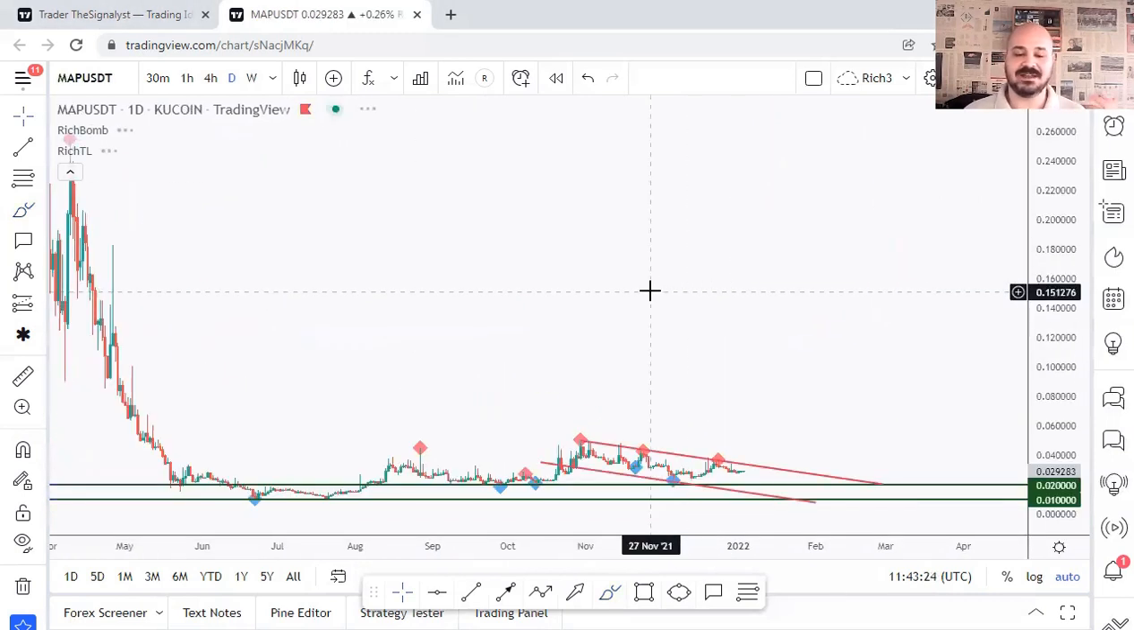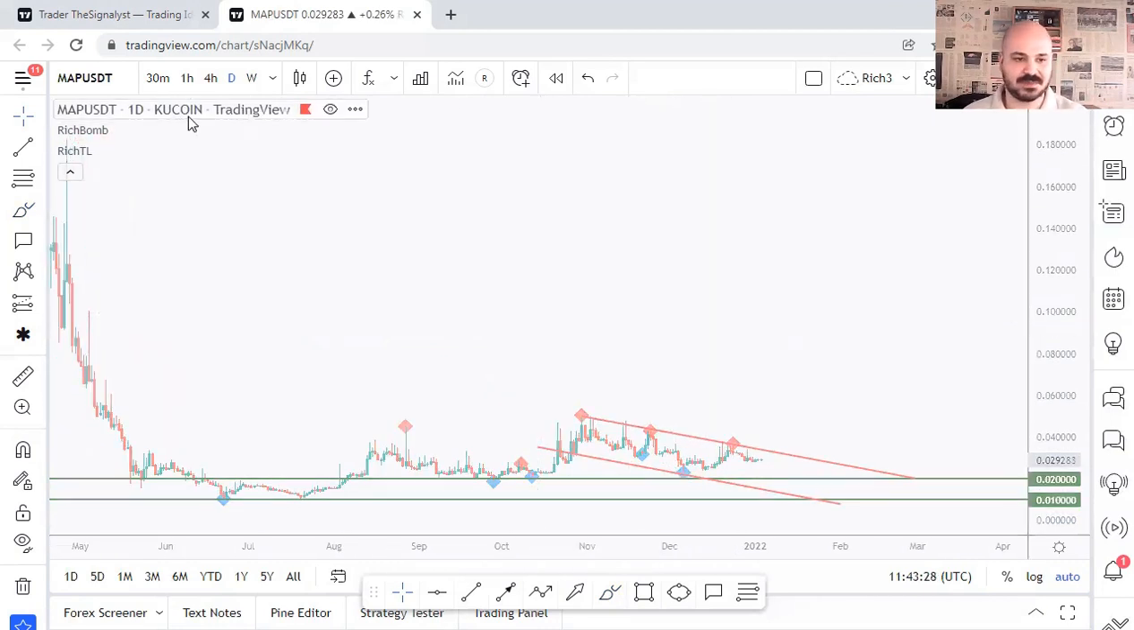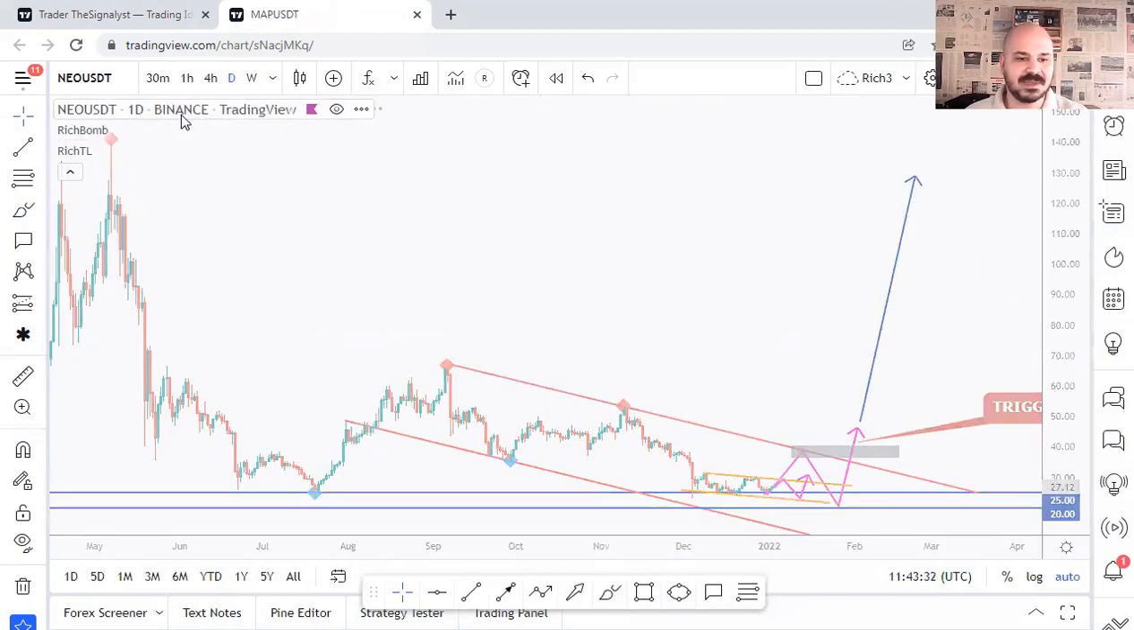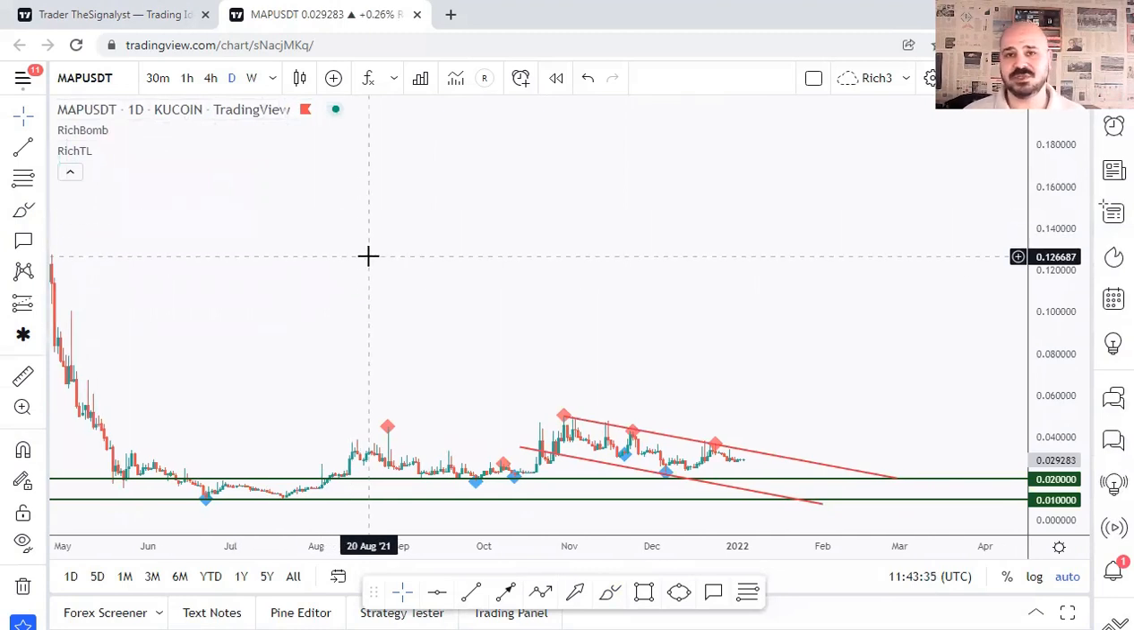If we move forward, we have MAP. And as you notice, this one isn't on Binance. For example, you can go for Neo, Binance, ONT, and so on. So MAP isn't available on Binance. It's available on Kucoin. And I personally use Kucoin for specific instruments like this that can't be found on Binance or any other exchange.